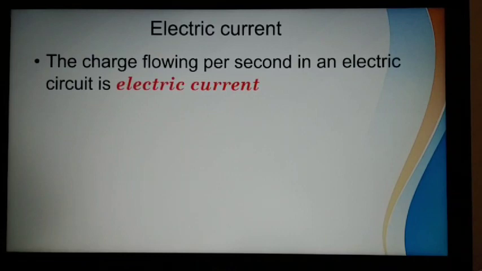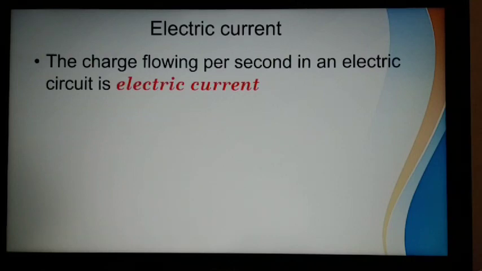So the charge flowing per second in an electric circuit is electric current. Total charge flowing per unit time in an electric circuit. What do you mean by electric circuit?